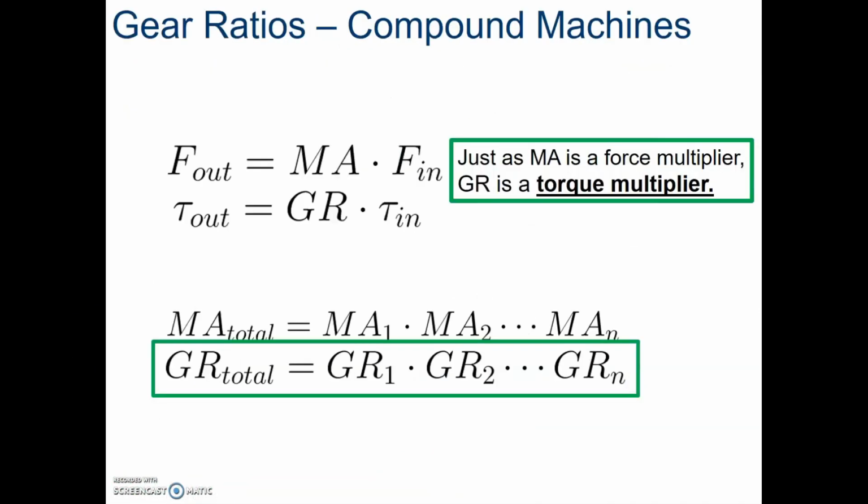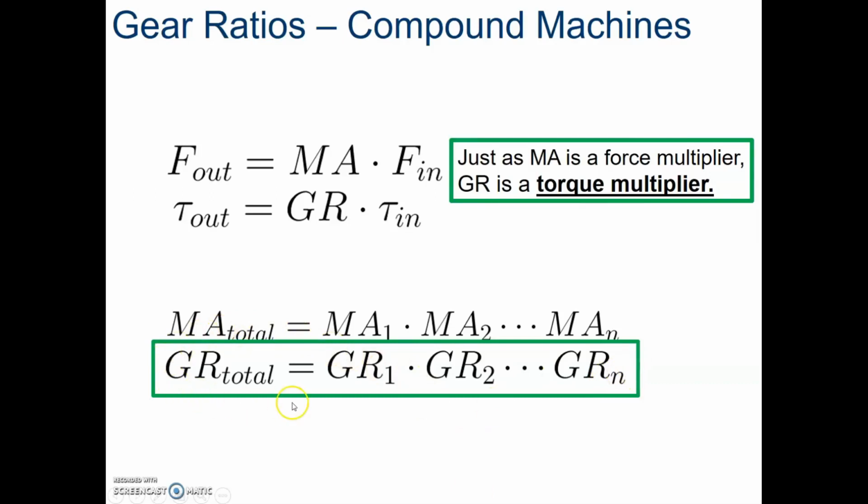Now, gear ratios we need to watch out for because we cannot mix mechanical advantage and gear ratios. They are two different things. So if we have a compound machine that's made up of gears and simple machines, we need to report gear ratio and mechanical advantage separately. But what's really, really nice is the equation is essentially the same.